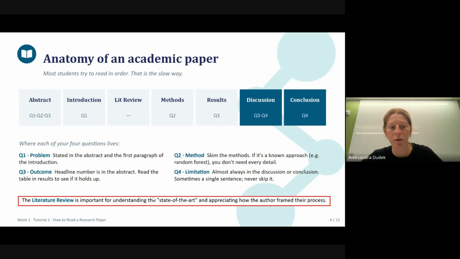Yes, and this bottom bracket just jumped out here. A literature review is an important part of, well, actually, it's written here, but does anyone want to elaborate? What do we mean by state of the art and why is a literature review important?